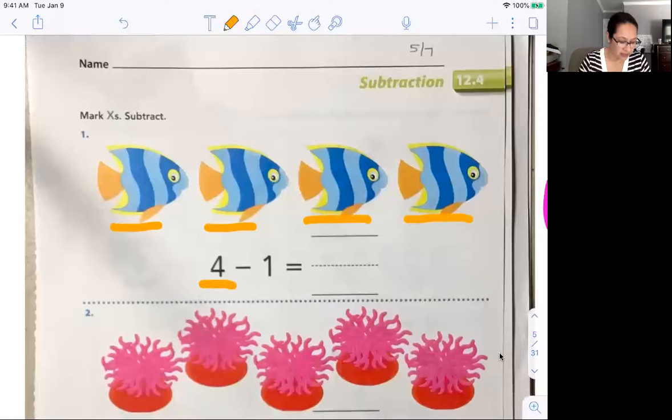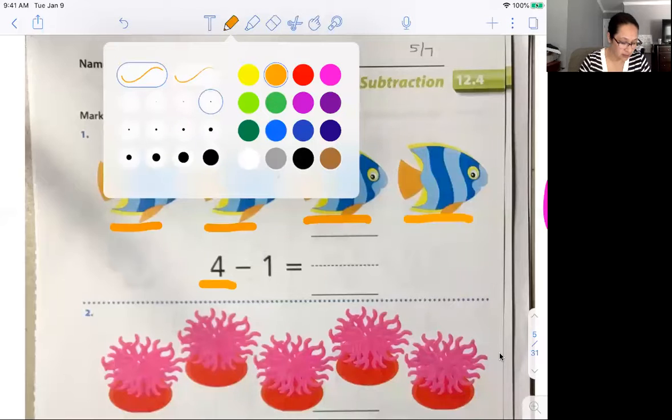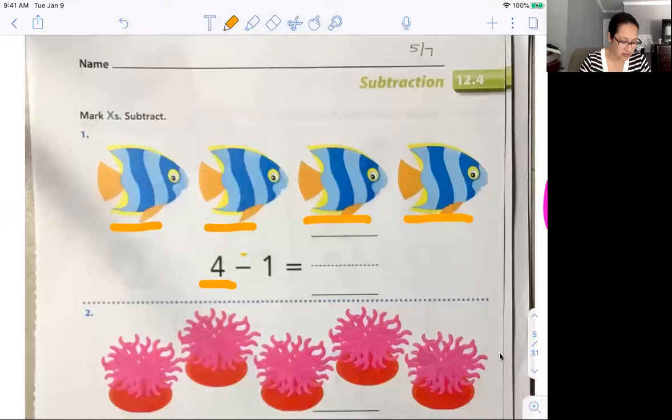Now you're going to minus. Remember this symbol right there. You're minusing. Okay. So a minus right there. Take away. How many are you taking away? You're going to take away 1. That's how many they want you to X out. Okay, so let's go ahead and cross off 1.